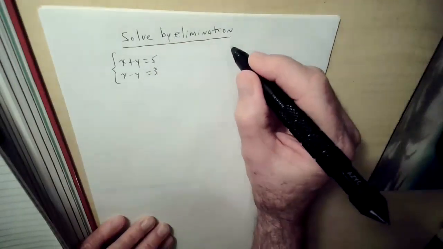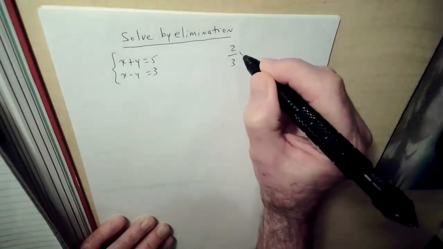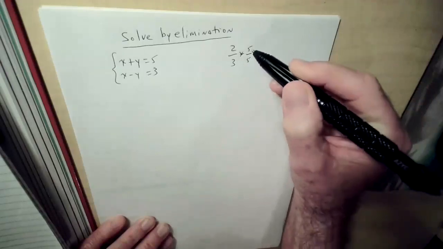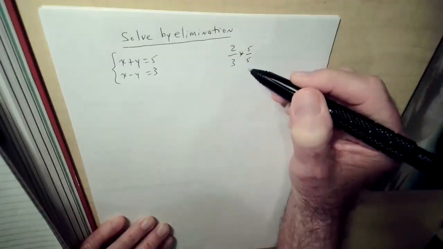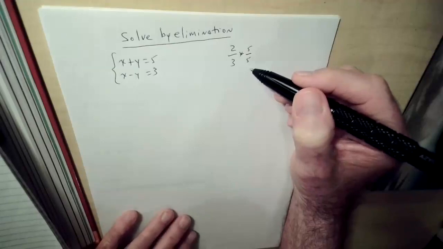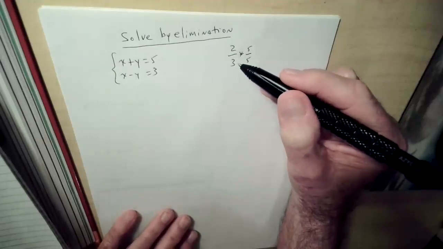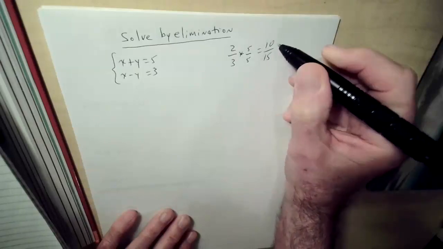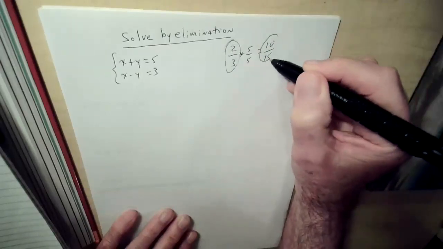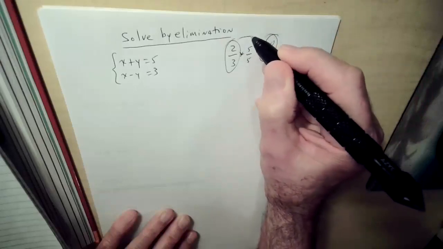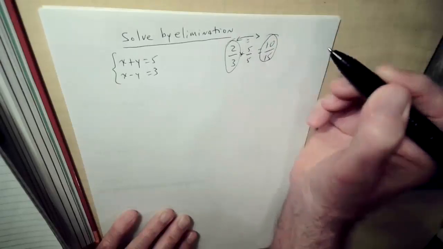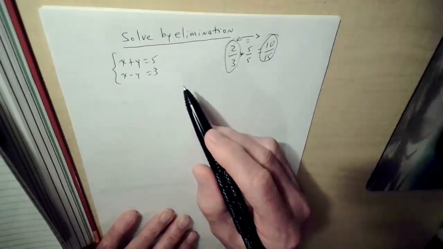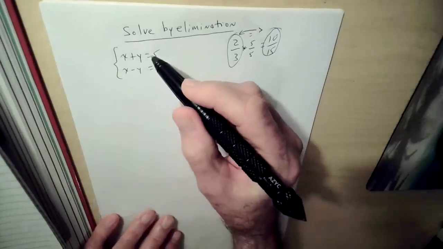Let me back up here a minute. If we have 2/3 and we multiply that by 5 over 5, 5 over 5 is 1, right? When you multiply anything times 1, it's not going to change the value of it. It's just going to change the look, which is 10 over 15. These are the same. They're equal. They just look different. And that's what we're going to do with some of these. Now, this one we don't have to.